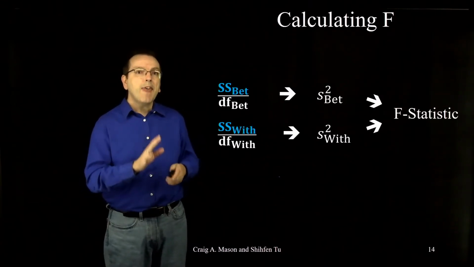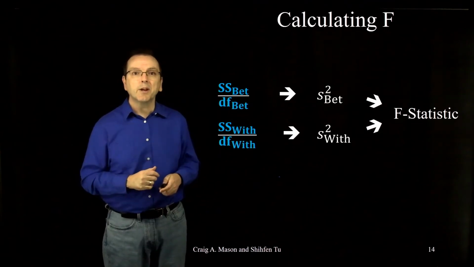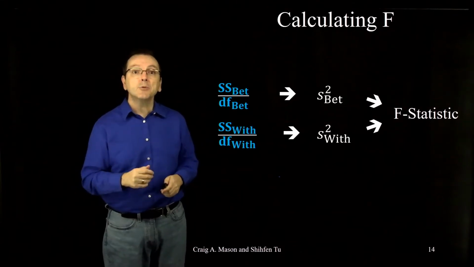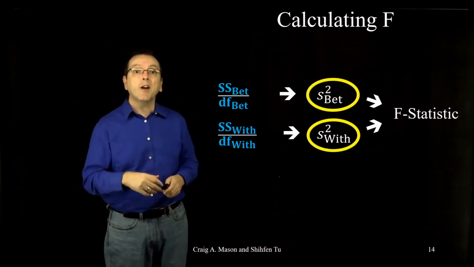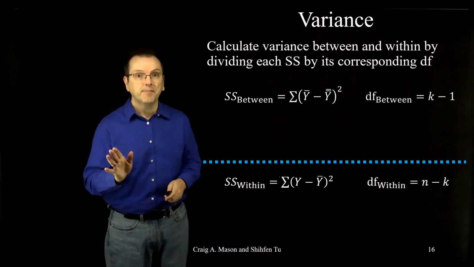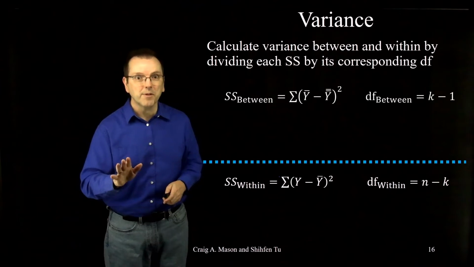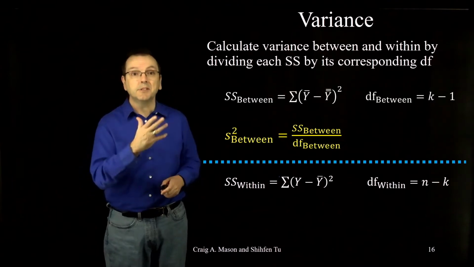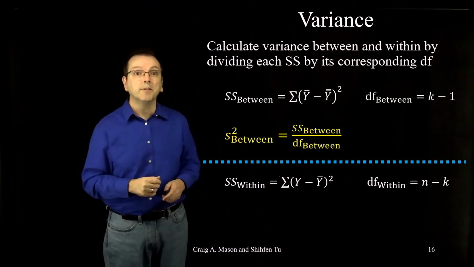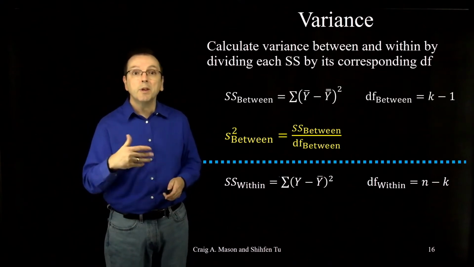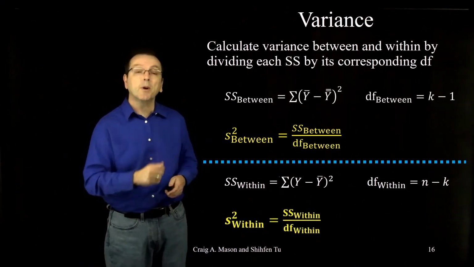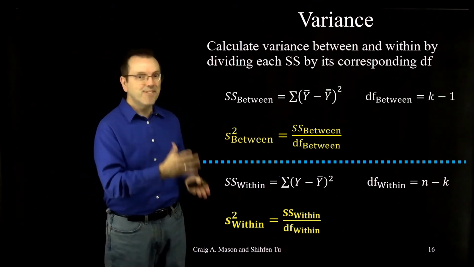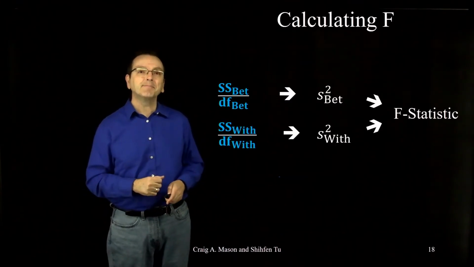Okay, so that gives us our degrees of freedom between and the degrees of freedom within. Great. We now use that information to calculate our variance between groups and our variance within groups. Now, this is very straightforward. We calculate the variance between groups simply by dividing the sum of squares between by the degrees of freedom between. And we calculate the variance within groups simply by dividing the sum of squares within by the degrees of freedom within. Like I said, very straightforward and simple at this point.